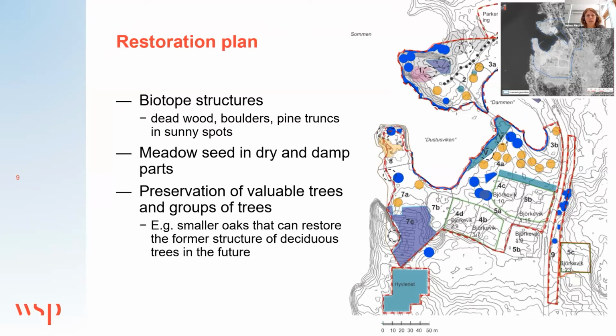And this is the restoration plan we did for the contractor, showing where we wanted biotope structures after finishing the excavation or the remediation. Biotope structures like deadwood, boulders, pine trunks in sunny spots, and also where to seed dry and damp parts into a meadow, and also preservation of valuable trees and groups of trees. For example, the smaller oaks along the road, as I mentioned.